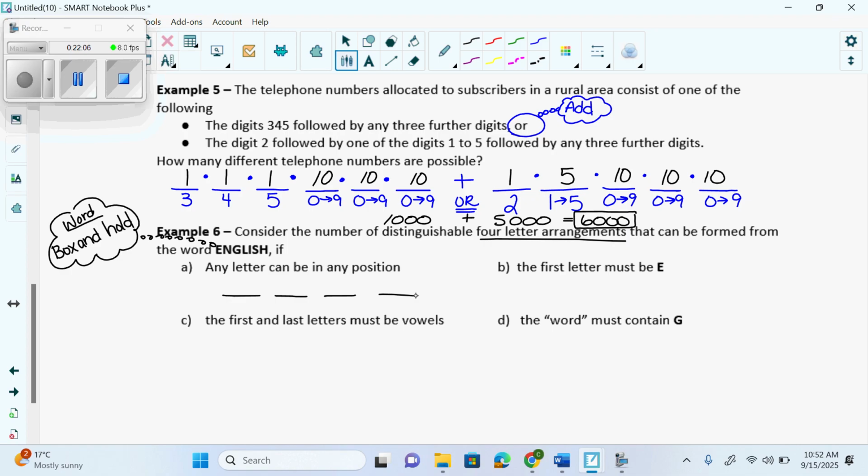Okay, so I have 4 blanks. I can start anywhere because there's no restrictions on this thing, correct? So the first one, how many options do I have? How many letter options do I have?